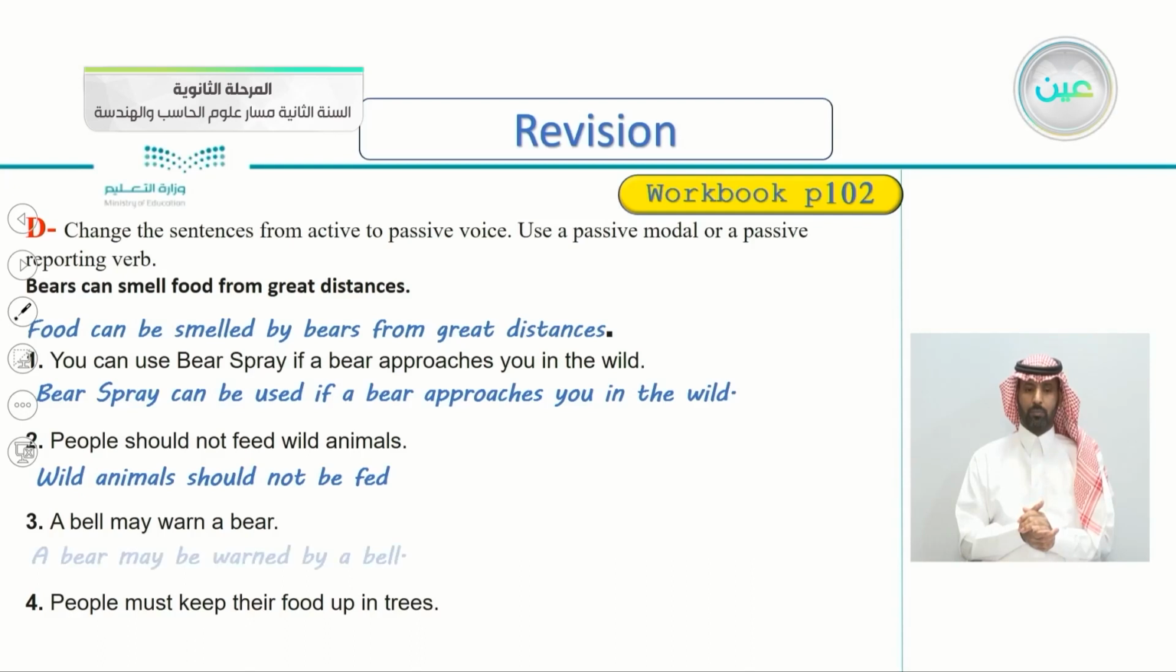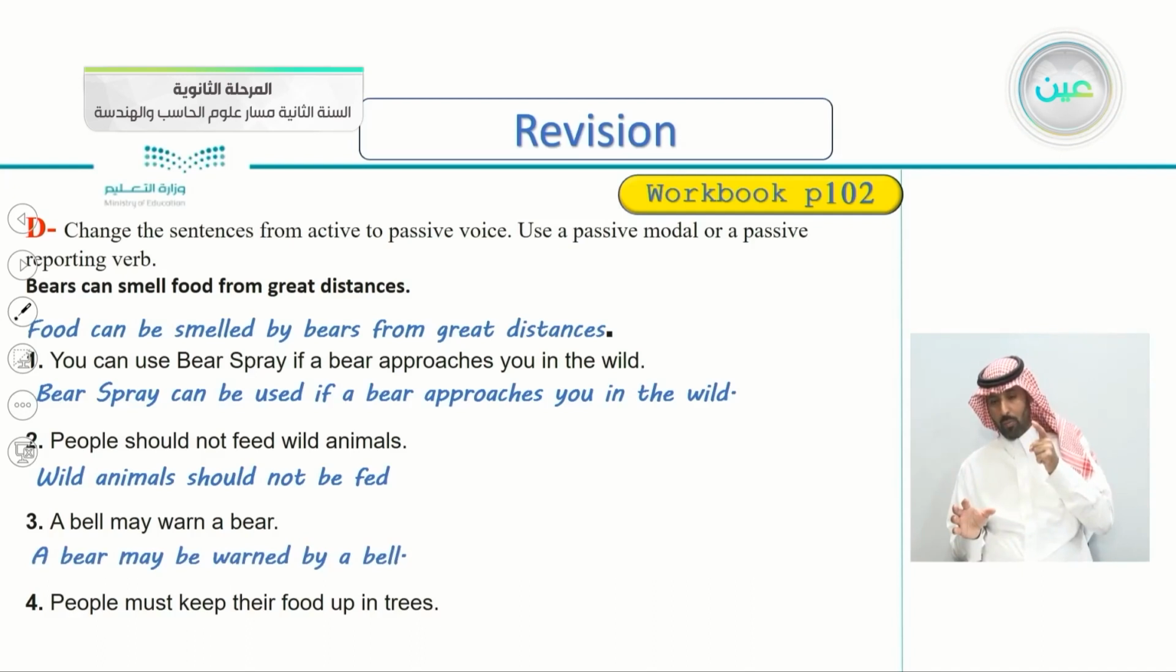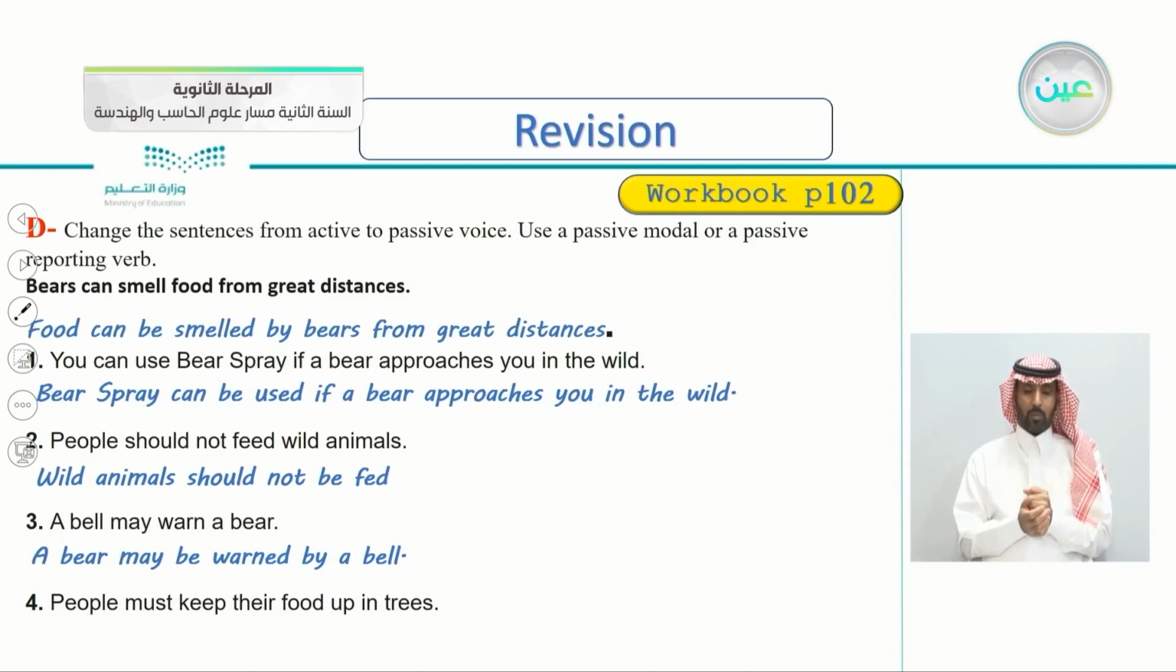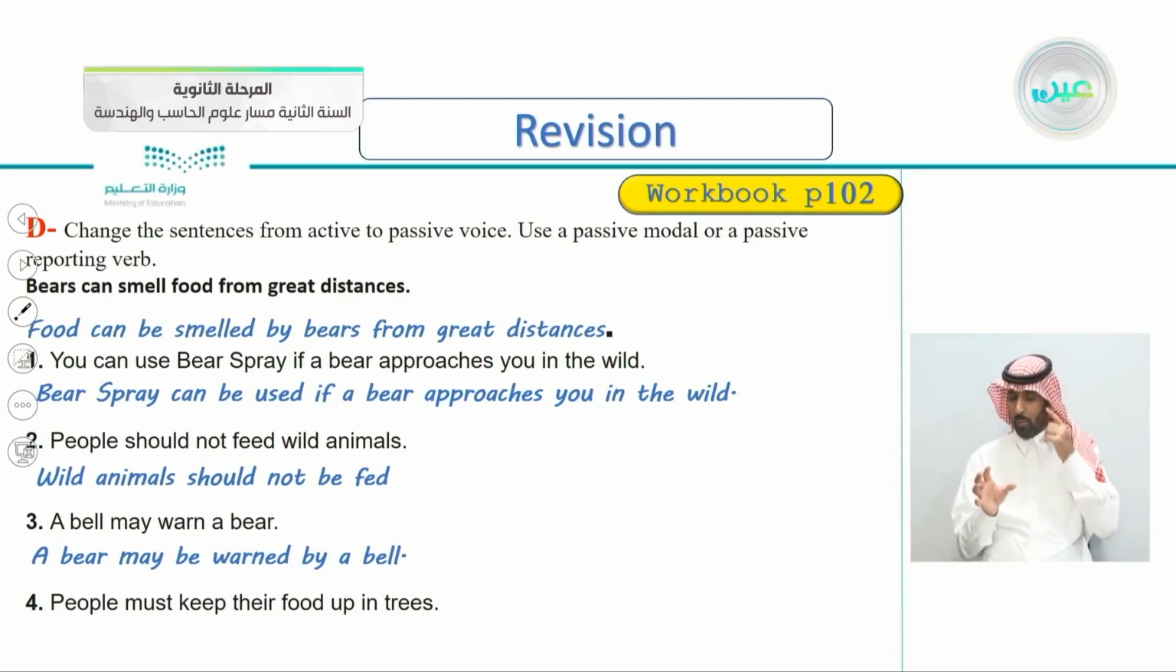So we say, yes, a bear may be warned by a bell. By a bell. So a bell here is the subject because we said by a bell. A bear may be warned. May be warned by a bell. Number four, people must keep their food up in trees. People must keep their food up in trees. So begin with the object.